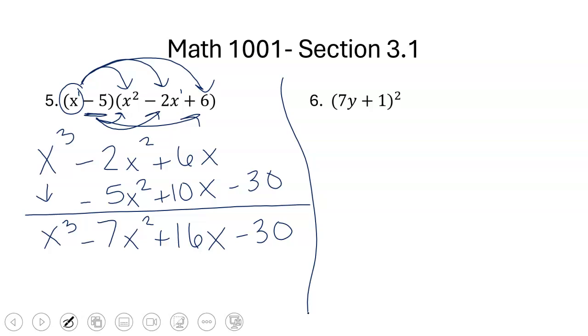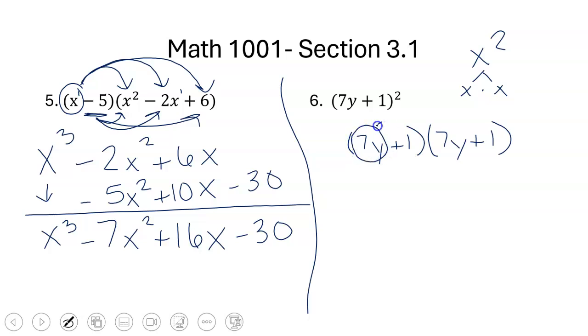All right, number 6. When something is squared, that means it's written out twice. So there's 2 of these. So before you do anything, you need to write this out twice. Because when x is squared, that's really x times x. So that's what we're doing. 7y plus 1 is squared, so that means it's written out twice. Now it looks like FOIL or distribute what we've been working on. So let's solve it. So take the 7y and multiply it into the second group.